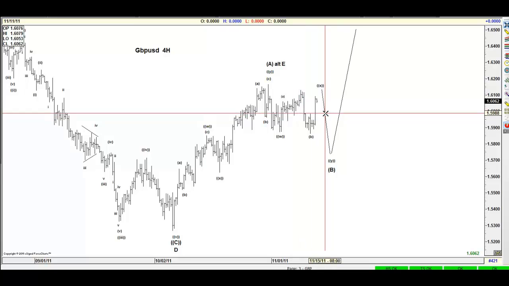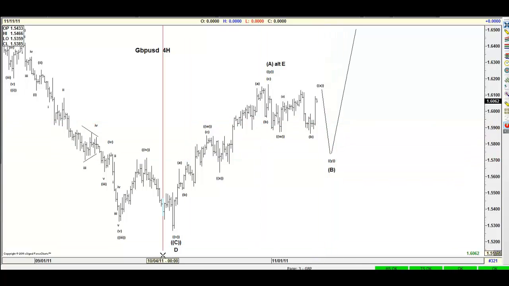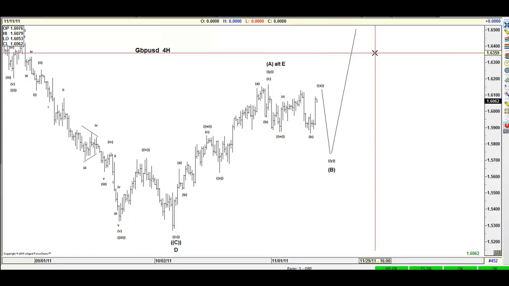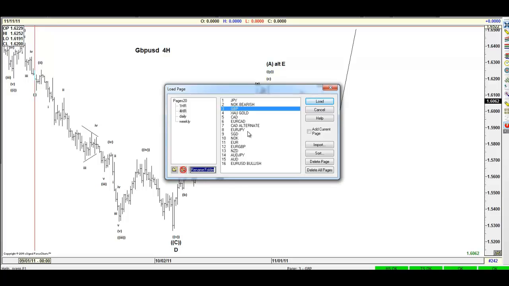Now, if you remember the count that we presented in oil, when we were entering the wave 4 to go higher in 5, it is well supported by this structure in cable. So keep that in mind. And like that, we can go over the whole market, and we can see structures doing the famous flat.